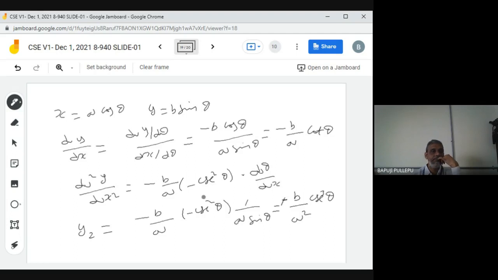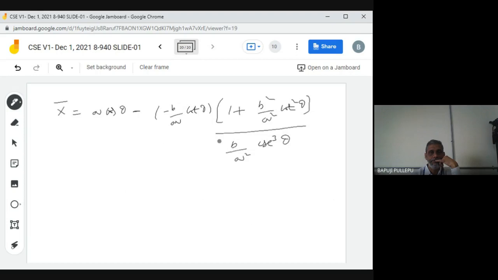dt by dx is equal to what? Minus, you know, there one minus will get. dx by dt, minus a sin theta, that we forget, so one minus you will get. So minus b by a square cosecant cube theta, y2. Correct? So this becomes, how many minuses are there? 1, 2, 3. Three minuses is again minus.